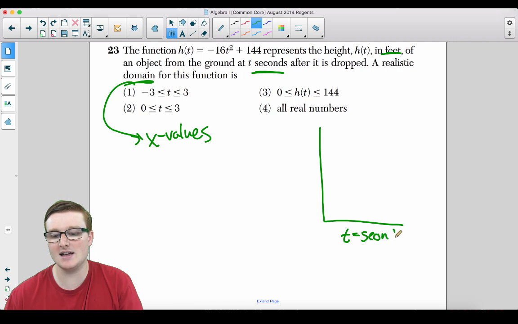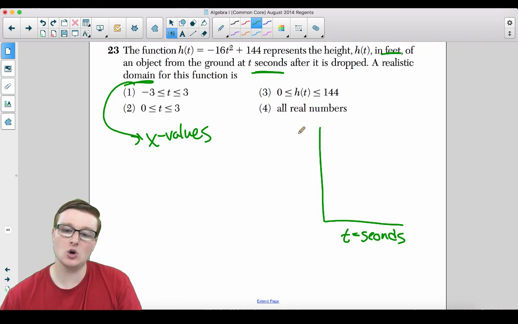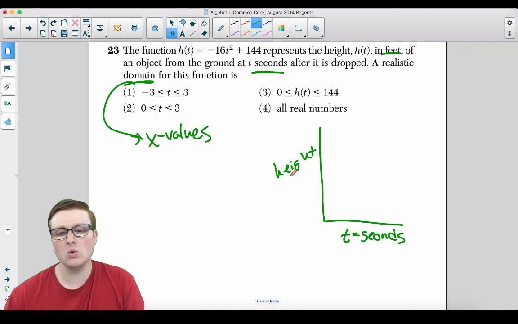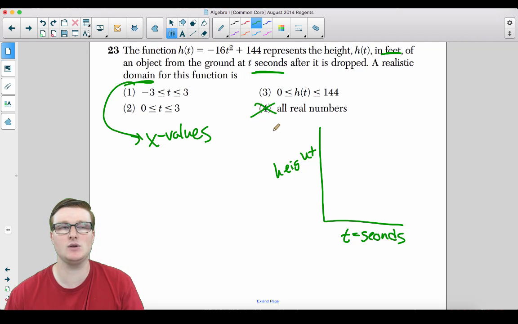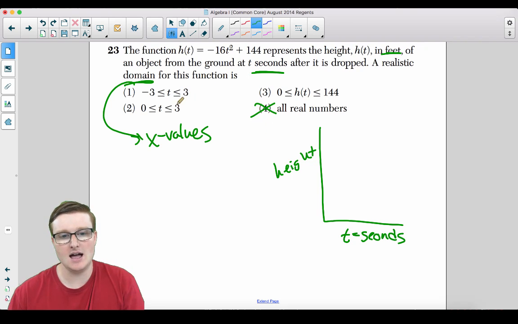So that is your x-axis. Your y-axis is the height. Okay? So all real numbers makes absolutely no sense for seconds. Seconds has to be positive. You can't have negative seconds. Again, you can't have negative seconds over here.